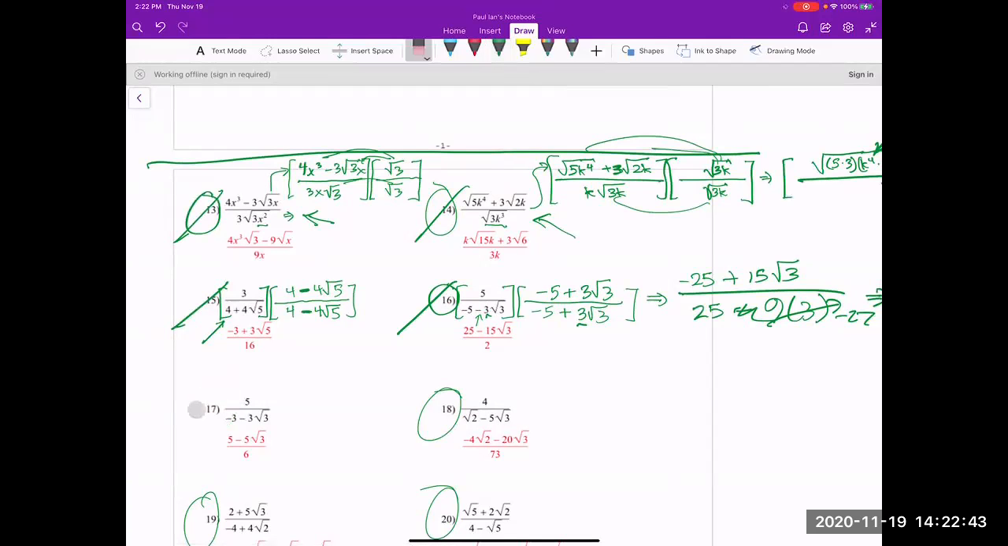So for 17, a very similar one. Now tell me what you have to multiply it by, top and bottom. The denominator. Yeah, but then what form of it? What's actually the thing that you have to multiply?